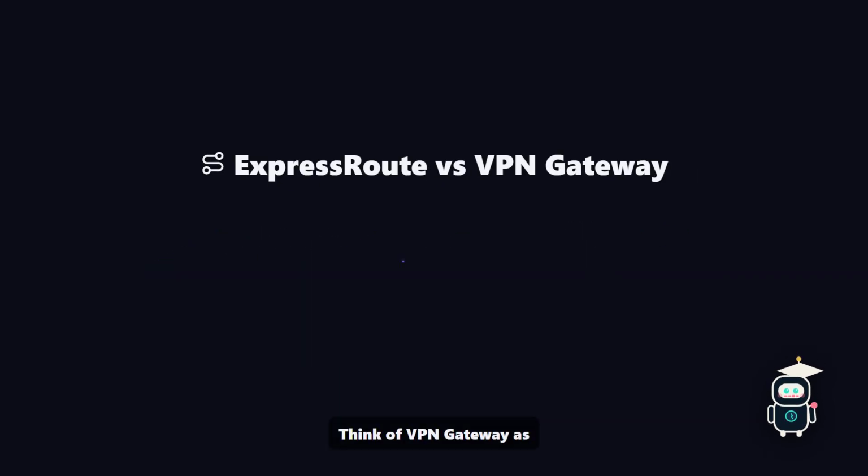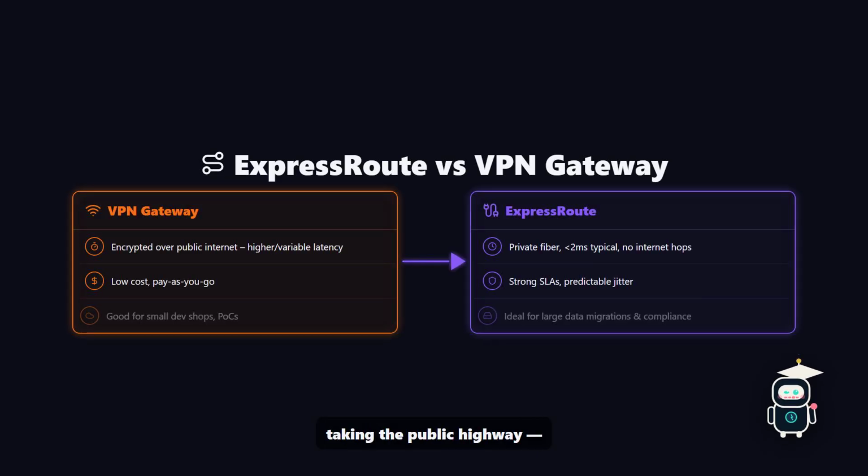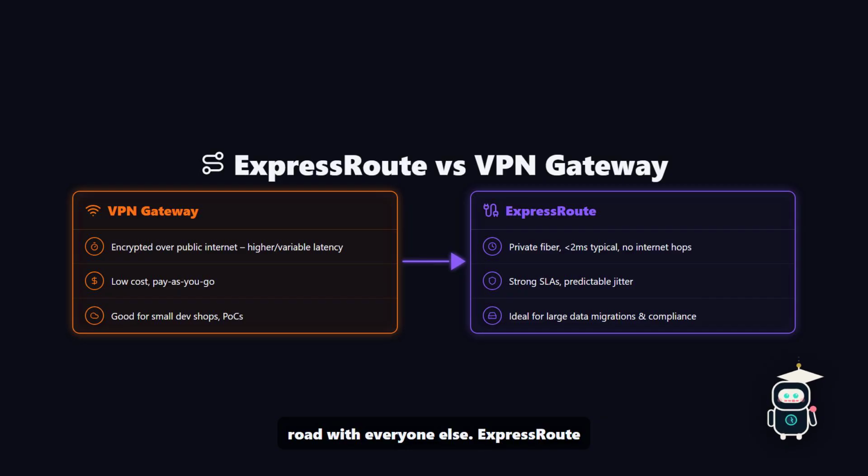Think of VPN gateway as taking the public highway, encrypted, but still sharing the road with everyone else. ExpressRoute is your own private lane. You get SLAs directly on ExpressRoute, no congestion spikes. If you're moving large data sets, meeting compliance requirements, or needing predictable jitter, the private fiber wins. But if you're a small dev shop just learning Azure, a VPN gateway at a fraction of the cost will do fine. Many enterprises use both, with VPN as a failover backup to ExpressRoute.